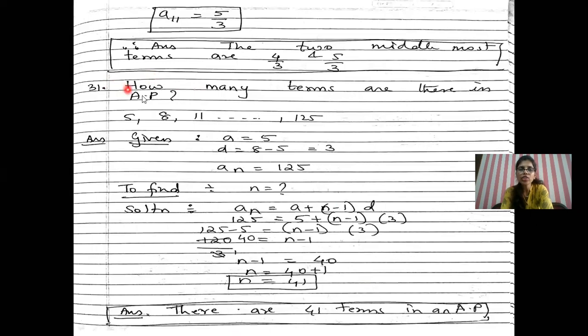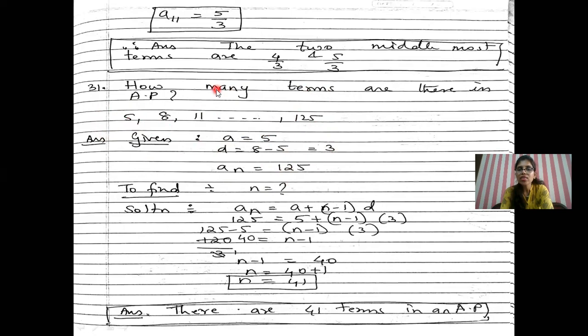So in the next question, it is said, how many terms are there in AP? And the series is given to you: 5, 8, 11 and 125. That means what all values do we have? We have the value of A, that is 5. We have the value of D, 8 minus 5, that is 3. We have the value for AN, that is 125. So we get these values from the AP series.